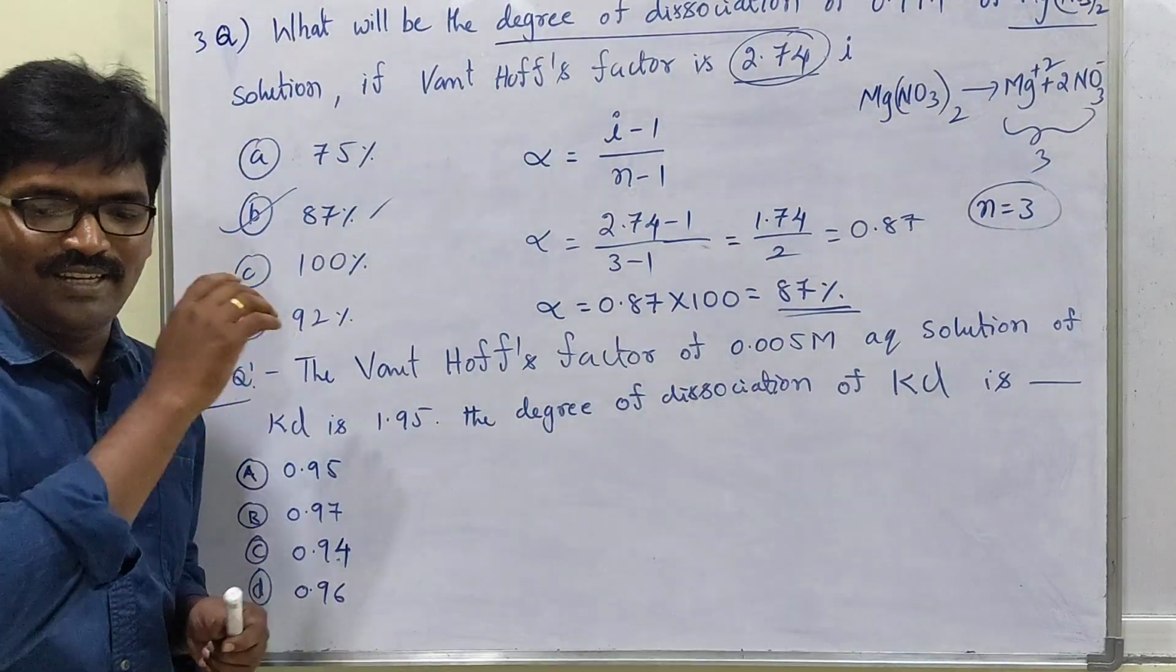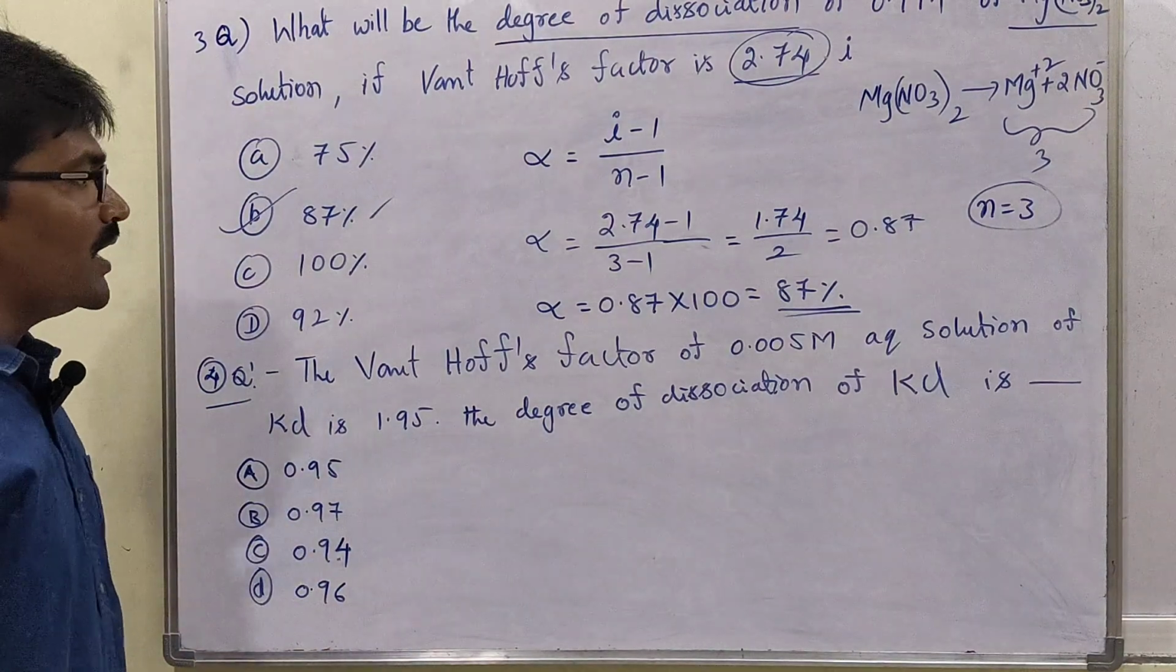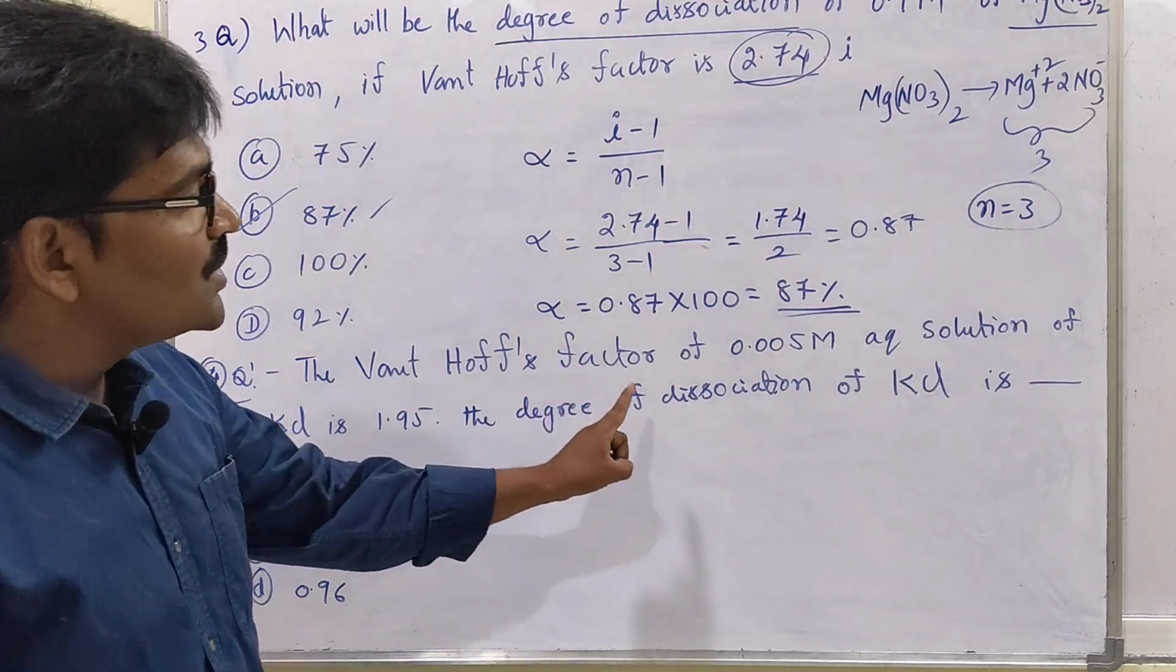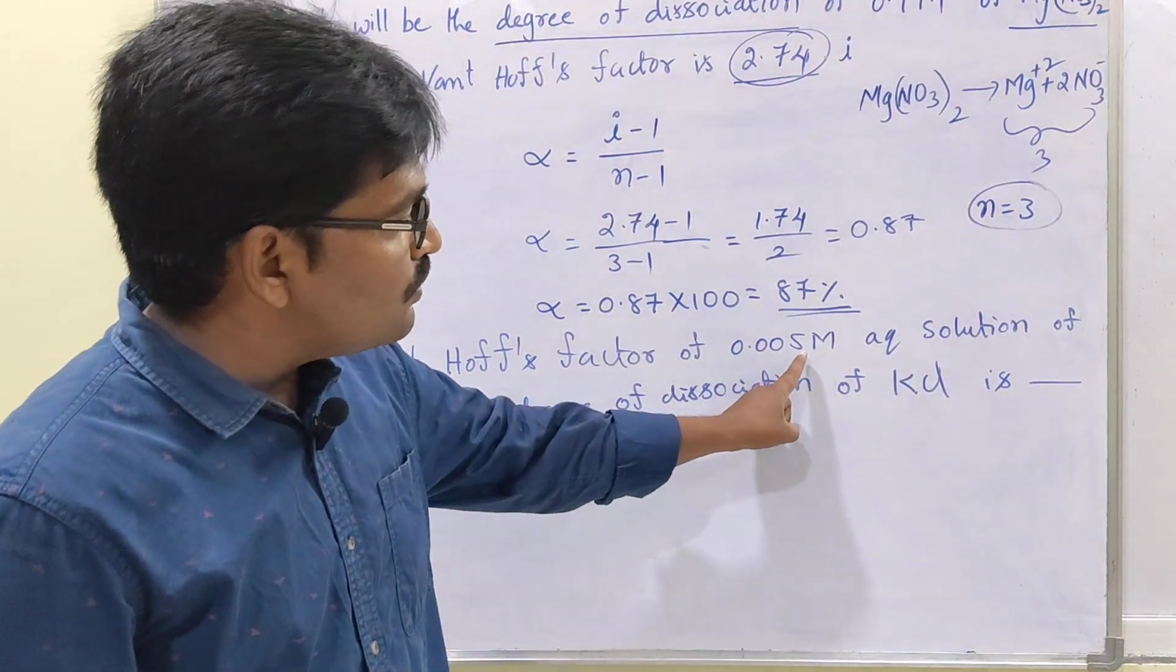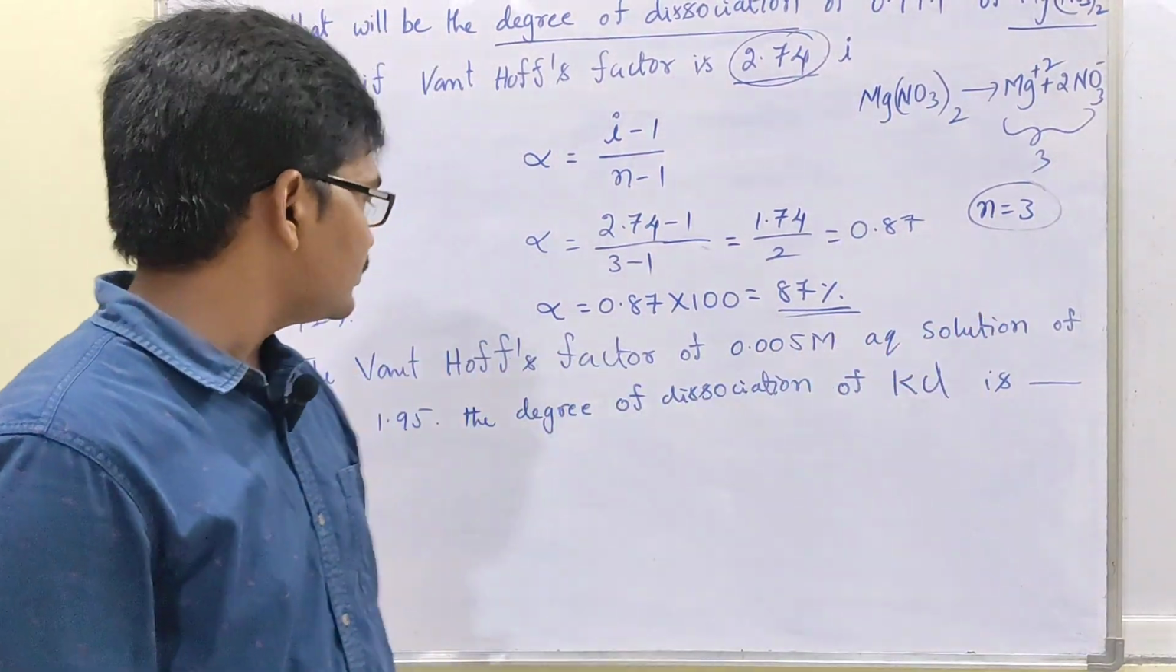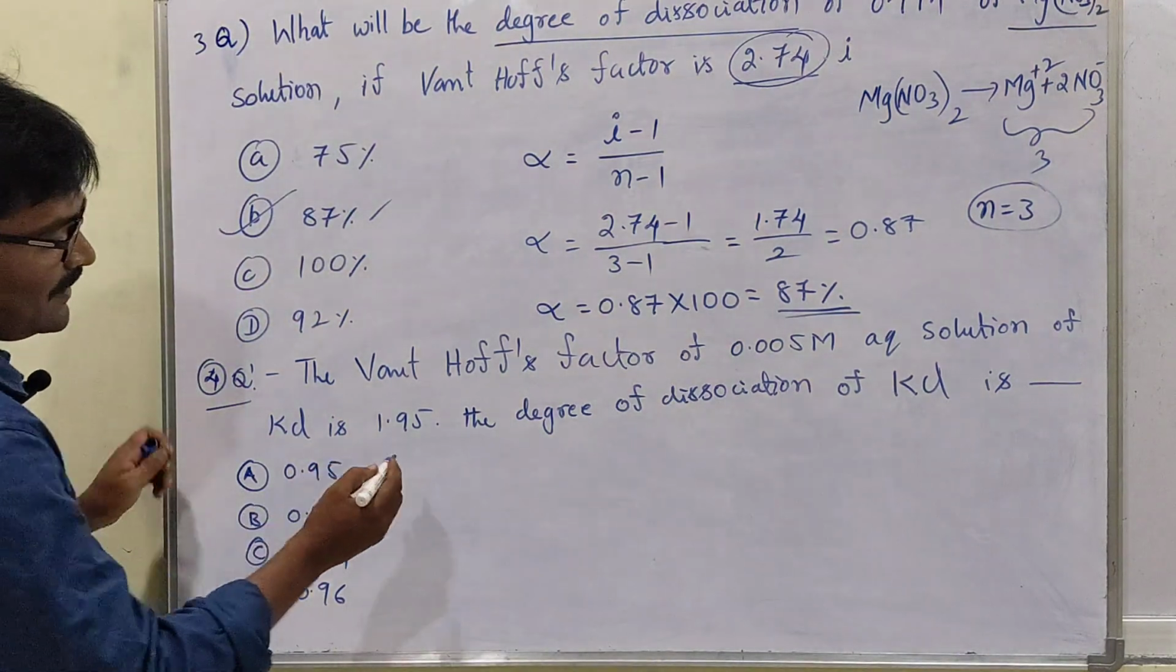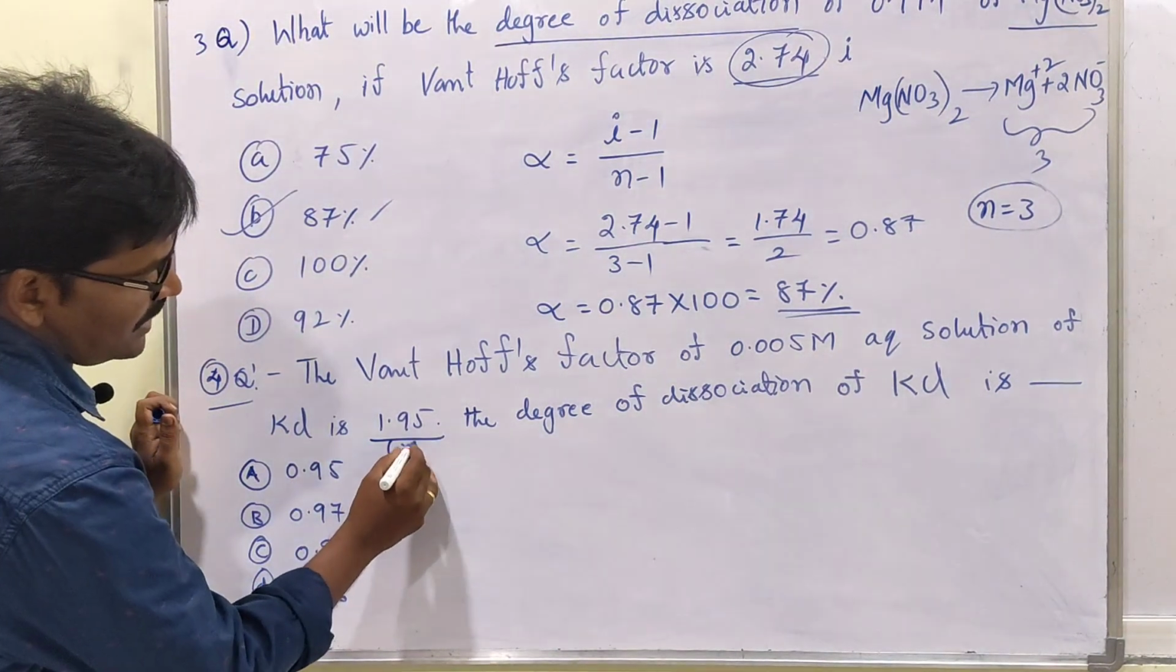Clear, my dear students? Yes. So now the next question, look at the Van't Hoff factor of 0.005 molarity aqueous solution of KCl. The i value is given. This is the i value.